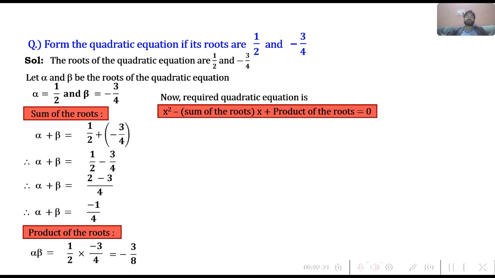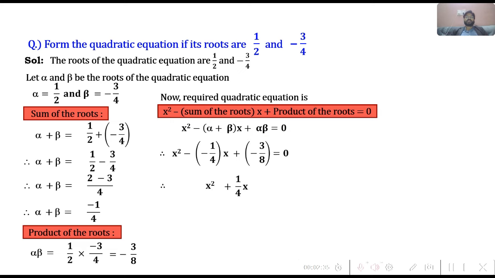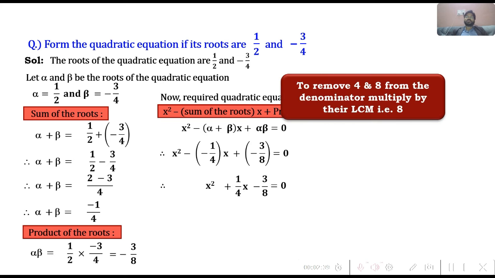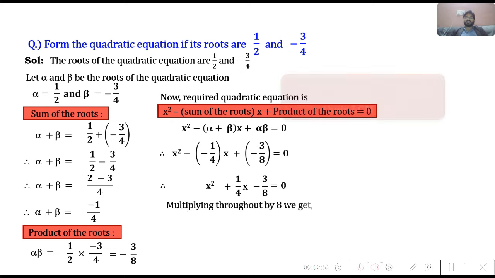Now the required equation is x square minus sum of root x plus product of root, that is x square minus minus 1 by 4x plus minus 3 by 8. So x square plus 1 by 4x minus 3 by 8 is equal to 0. Now to remove 4 and 8 from the denominator, take their LCM, that is 8. So we took the LCM of 4 and 8, which is 8, and multiplied the whole equation by 8.